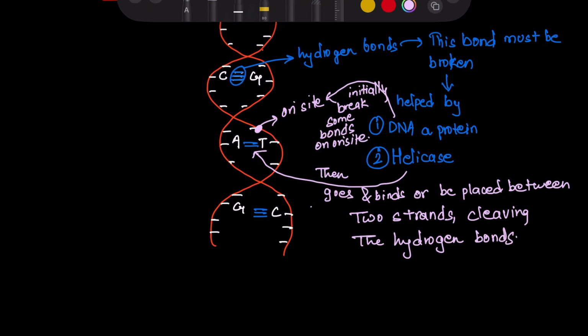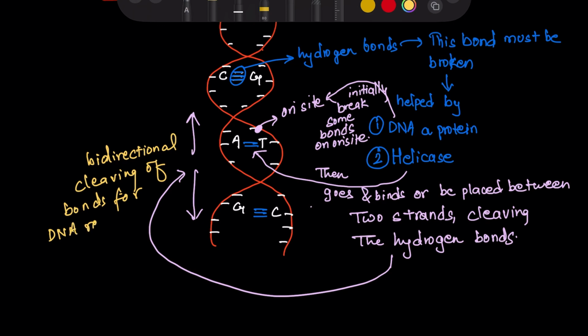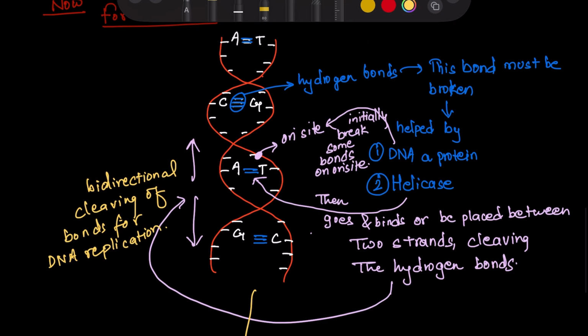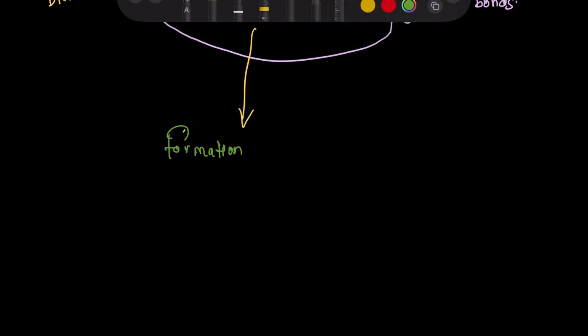Now, the important thing to understand is that this cleaving can take place in both directions. That means bidirectional cleaving of bonds for DNA replication, right? Then, after all these things happen, there will be the formation of the replication fork. Formation of the replication fork.